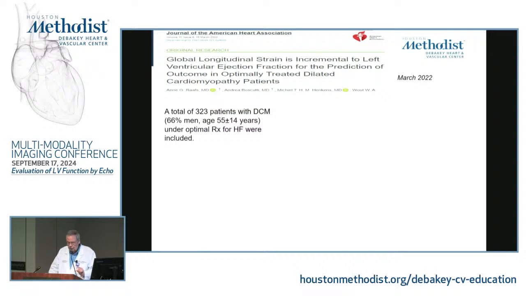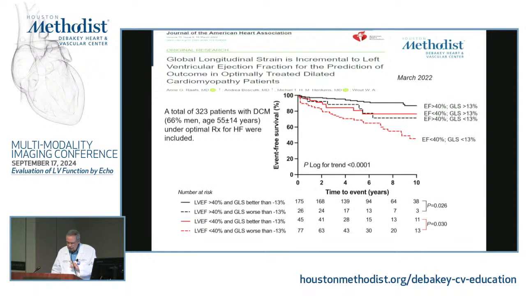Then this is another study published a little later in 22, where these were people already optimally treated. So they were in the guideline-directed optimal management, most of them class 1 or 2. So they had responded, they were happy, they were taking their pills and doing their thing. And the sample size was a little bit over 300 patients. All of them had dilated cardiomyopathies, non-ischemic. And again, those that had an EF less than 40% and a GLS less than 13 had the worst outcome, all right, in 10 years.